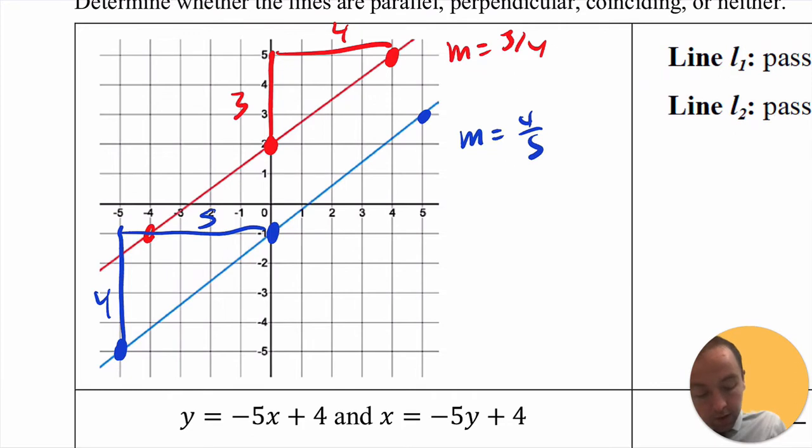So it turns out that 3/4 and 4/5 are not the same number, because one's 0.75, the other's 0.8, and that's a 5/100ths difference. And so therefore we can say that the red line and blue line are actually not parallel to one another.